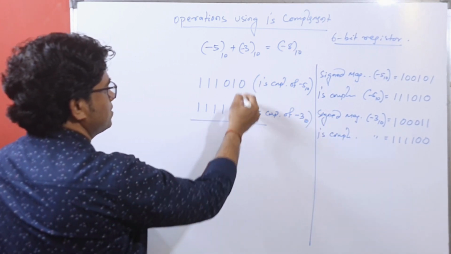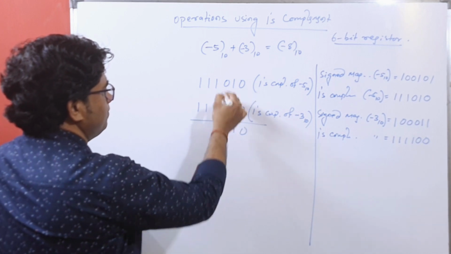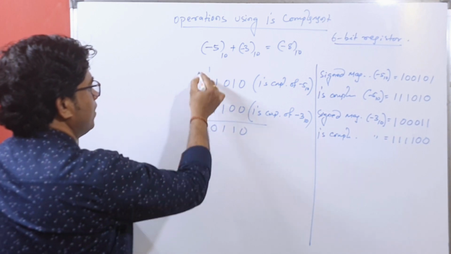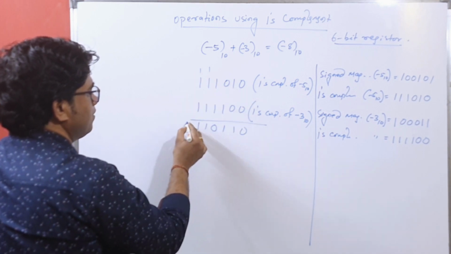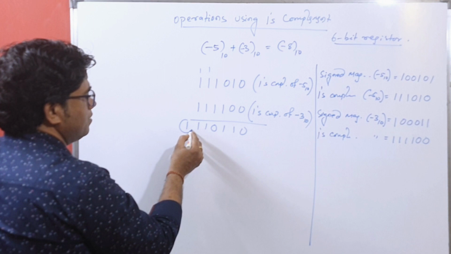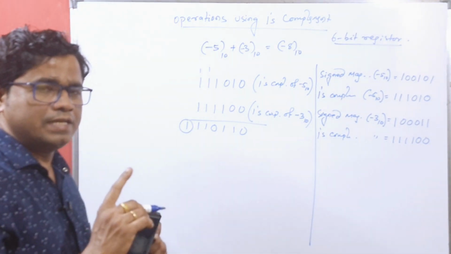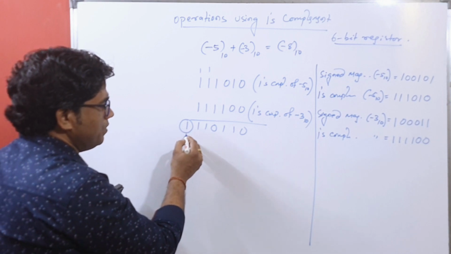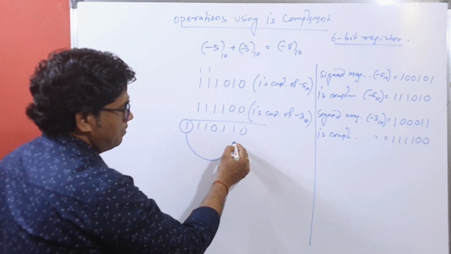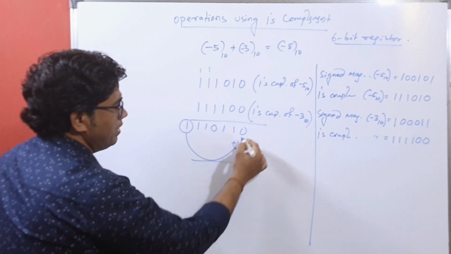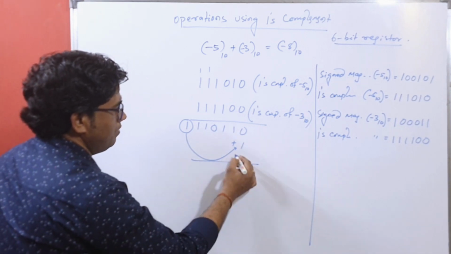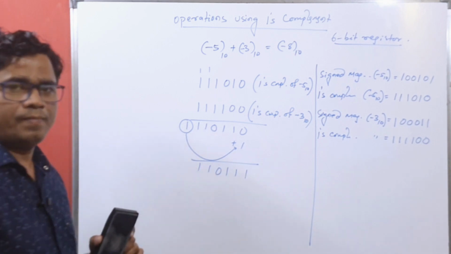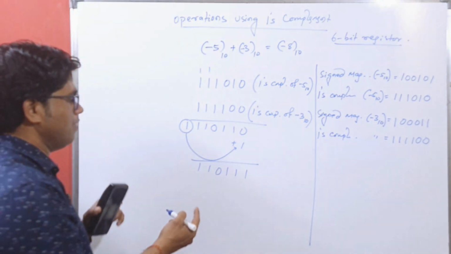Then perform the simple addition. 0 1 1 1 1 0 with carries. See, in 1's complement there is a rule: if there is a carry, then you simply add it with the result. Add it with the result. See, 0 1 1 1 1 0 1 1. And the same technique you apply.